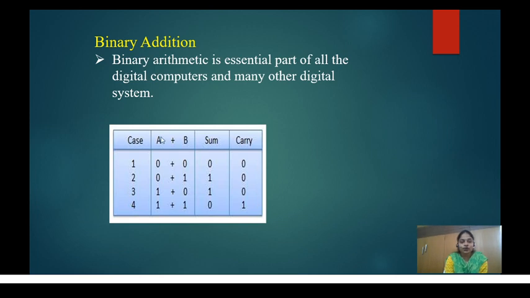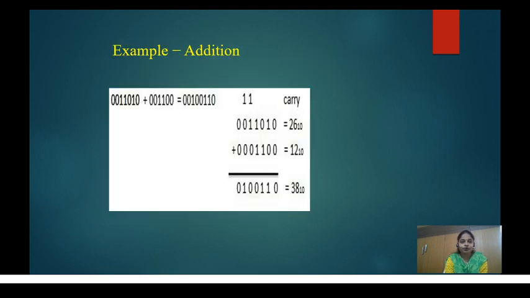In binary we have only 2 bits, that is 0 and 1. So when you want to find the binary addition, how many combinations will you get? 4 combinations: 0 plus 0, 0 plus 1, 1 plus 0 and 1 plus 1. When you add the two numbers, you get sum and carry. 0 plus 0, sum is 0, carry is 0. 0 plus 1, sum is 1, carry is 0. 1 plus 0, sum is 1, carry is 0. When you add 1 plus 1, you get sum 0 and carry 1. Here is an example of binary addition. When you want to add two binary numbers, follow the table.